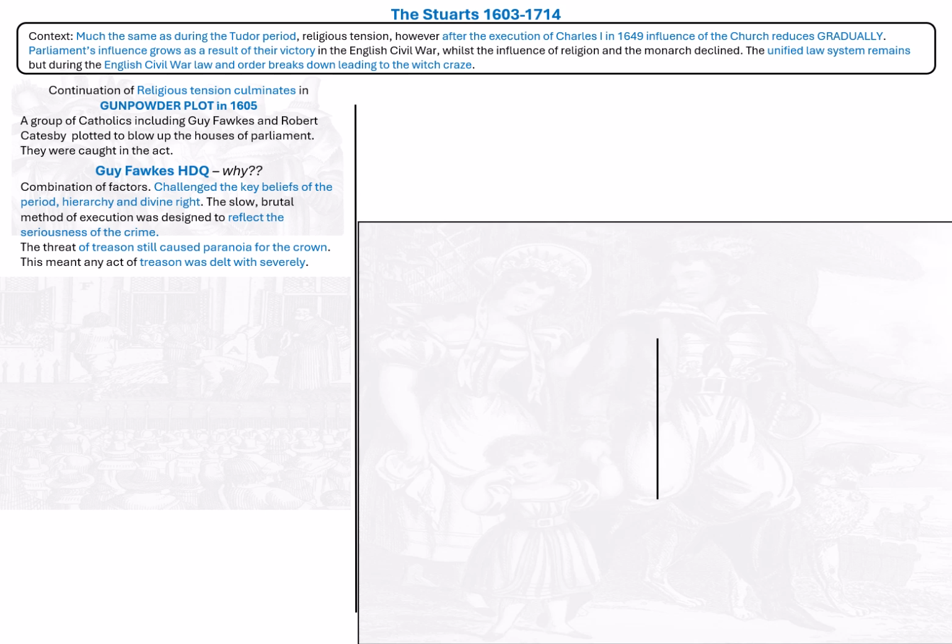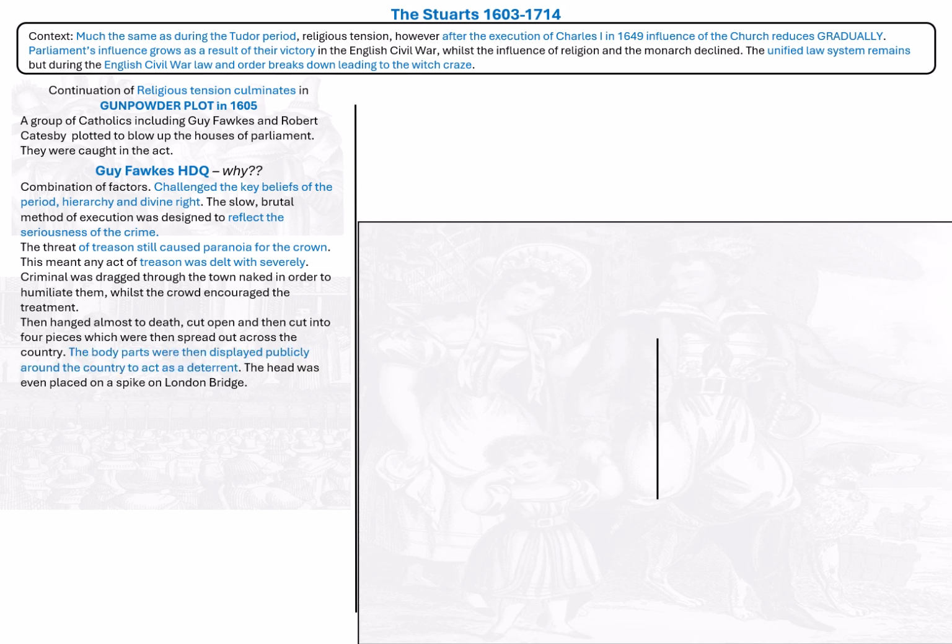The threat of treason still caused paranoia for the crown, therefore any act of treason was dealt with severely. The criminal was dragged through the town naked in order to humiliate them, whilst the crowd encouraged the treatment. Then the criminal was hanged until they were almost dead, cut open and then cut into 4 pieces, which were then spread out across the country. The body parts were displayed publicly around the country to act as a deterrent. The head was even placed on a spike on London Bridge, the message from monarchs clearly being, if you challenge us, this is what will happen to you.